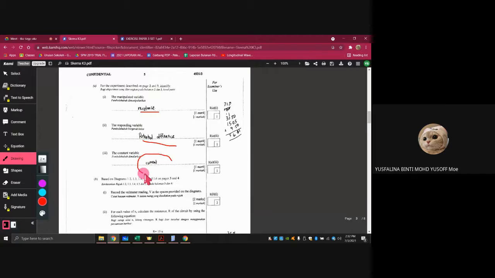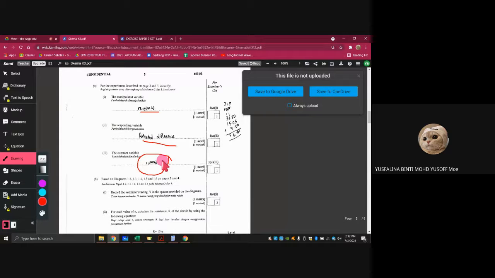And the constant variable is the current. Some of you put number of dry cells, some put potential difference, some put voltage.